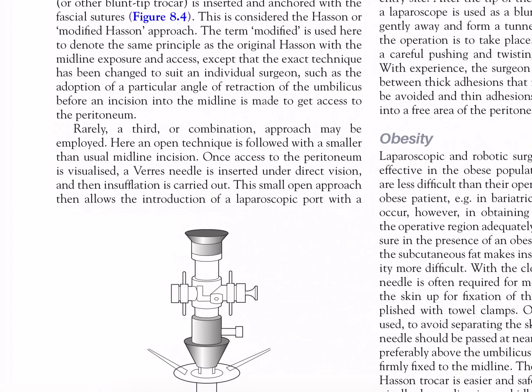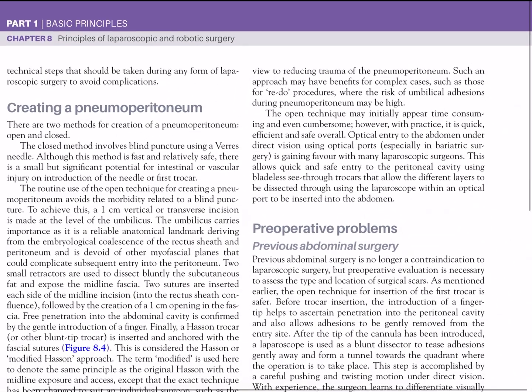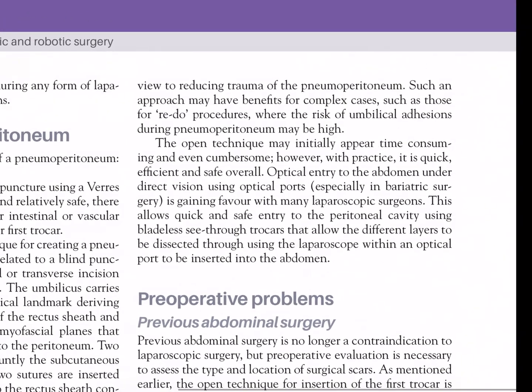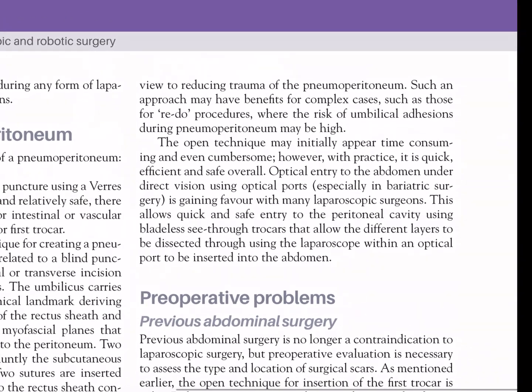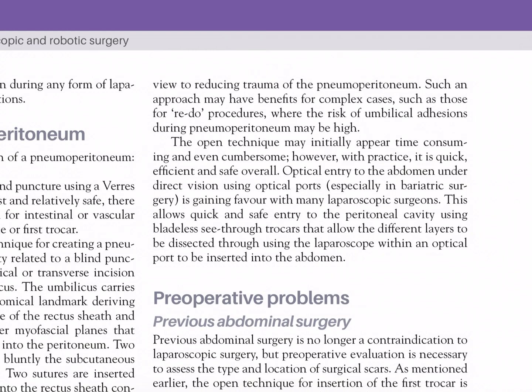Here an open technique is followed with a small, then unusual, midline incision. Once access to the peritoneum is visualized, a Veress needle is inserted under direct vision and then insufflation is carried out. This small open approach then allows the introduction of a laparoscopic port with a view to reducing trauma of the pneumoperitoneum. Such an approach may have benefits for complex cases such as redo procedures where the risk of umbilical adhesions during pneumoperitoneum may be high.